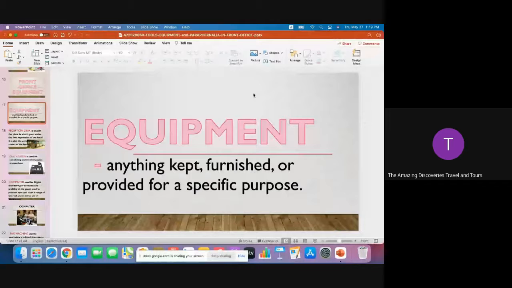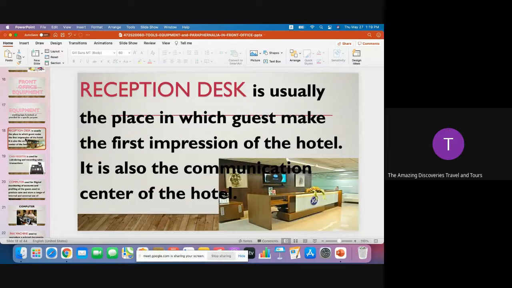Okay, so front office equipment. So anything that is kept, furnished, or provided for a specific purpose. Okay, so number 1 naton is the reception desk. So the reception desk is usually the place in which guests make the first impression of the hotel. It is also the communication center of the hotel. That is why ang aton nga reception or front office desk naton should be presentable sa guest.